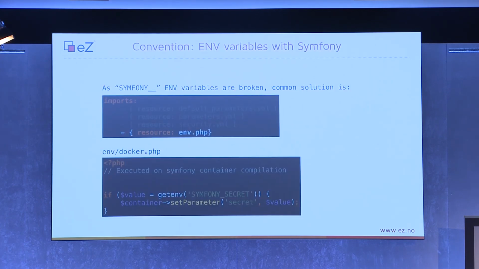Environment variables. As you might or might not know, the Symfony environment variable exists, but it has a couple of drawbacks. Basically, if the parameter you're trying to set is already set in your parameters file, it will not be used from the environment. So it's the opposite logic of what we want in this case, at least from my perspective. You might have some defaults in your parameters file, and you want environment variables to override them if they're set. So we can't really use it, at least not for my use cases.